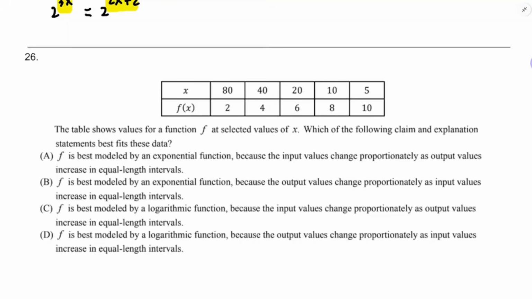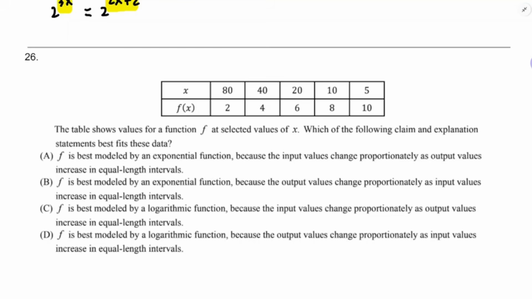So the table shows values for f at selected values of x. Which of the following claims and explanations is going to fit the data? All right. Okay, what are we noticing on the table? It kind of looks backwards, right? F of x is going 2, 4, 6, 8, 10, and x is really going downhill. This looks kind of backwards from what we're expecting. Usually x is evenly spaced and f of x has action.